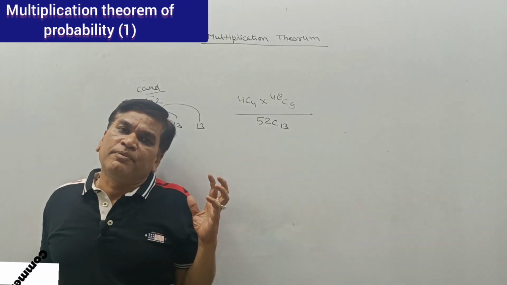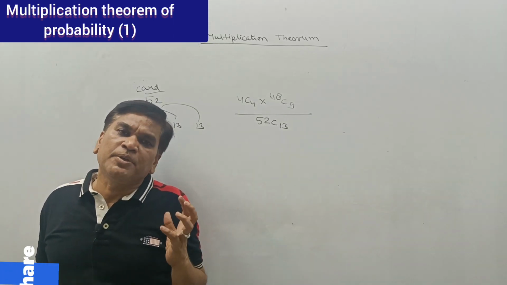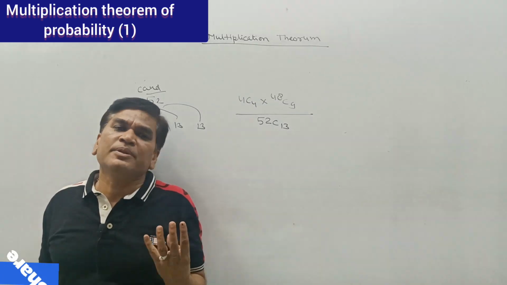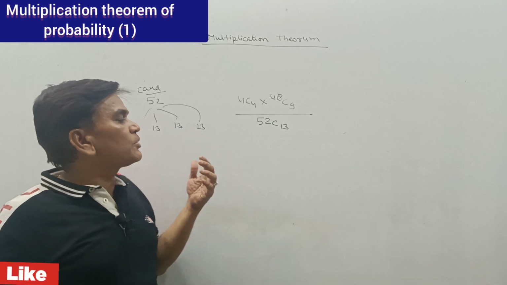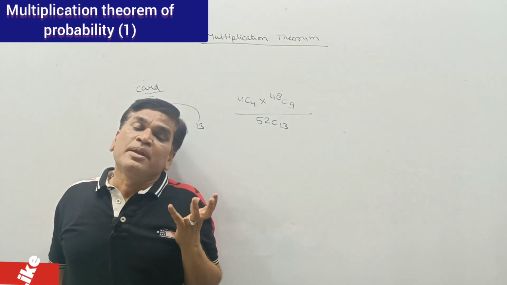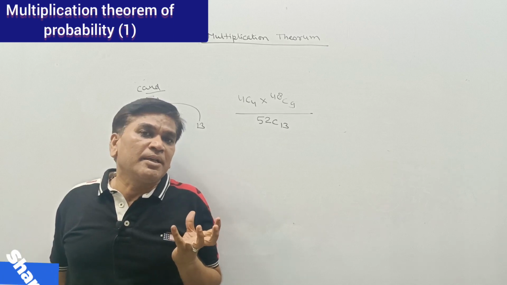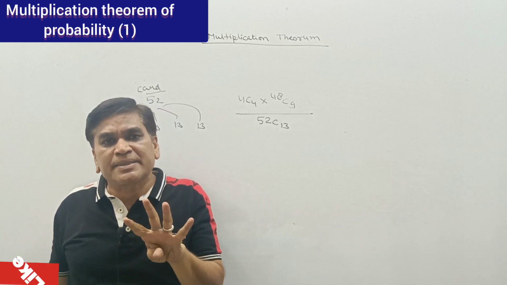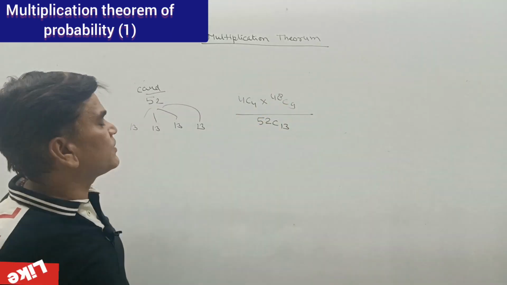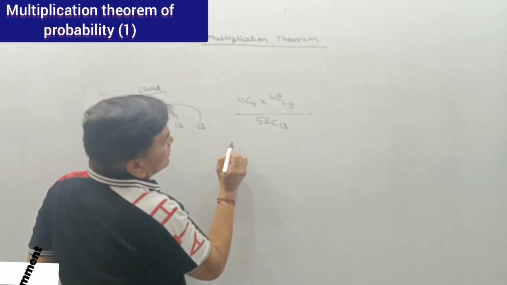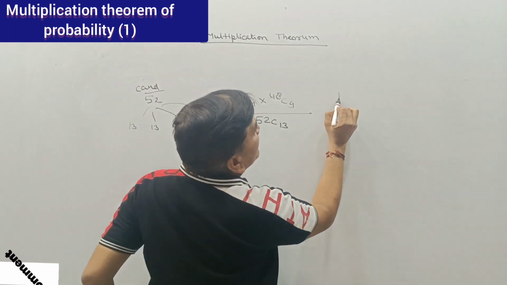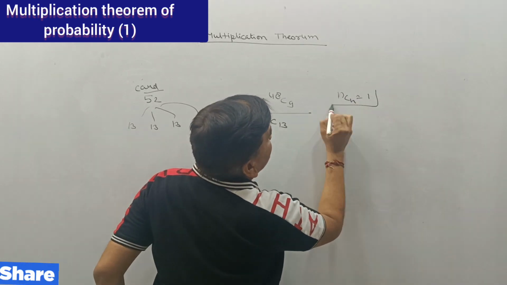If a well-shuffled pack of 52 cards is there and there are 4 players, one player will get 13 cards, so the total number of events will be 52C13. Now one particular player is getting all 4 kings, so 4C4 and 48C9. So we will solve this. 4C4 is 1, because the value of nCn is equal to 1.